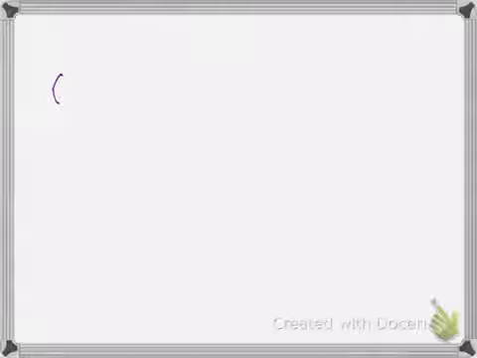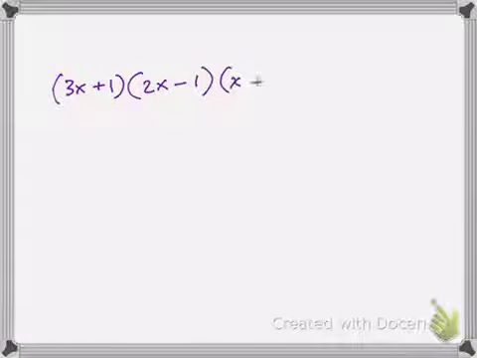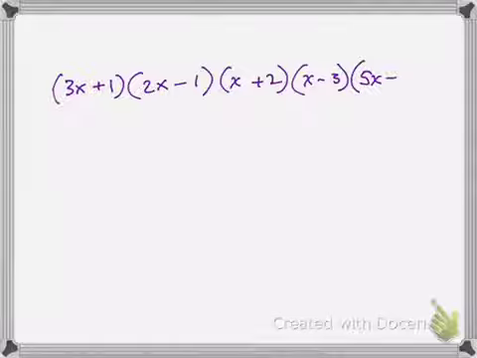Let's examine this. 3x plus 1, 2x minus 1, x plus 2, x minus 3, 5x minus 1 equals 0. Okay? What are we looking at? What is this? Numbers, parentheses, x's, variables, confusion. In algebra terms, what are we looking at?